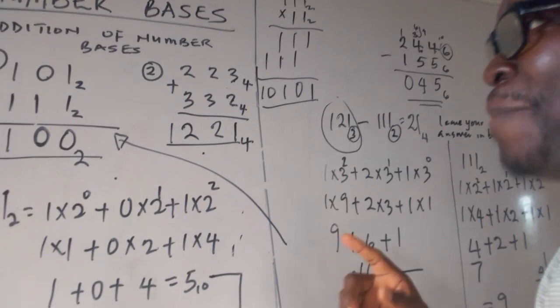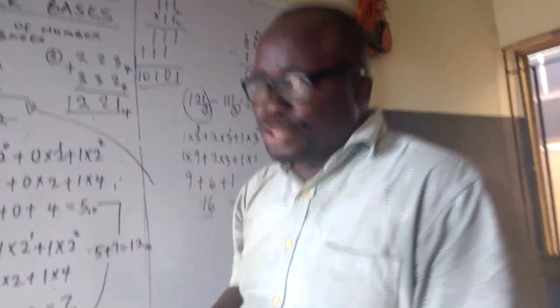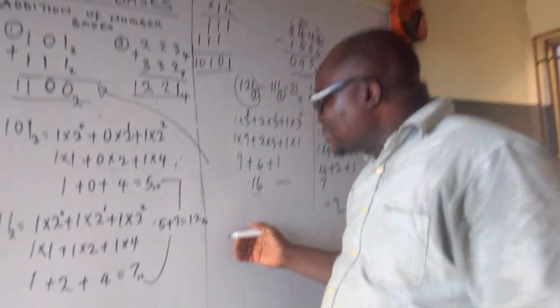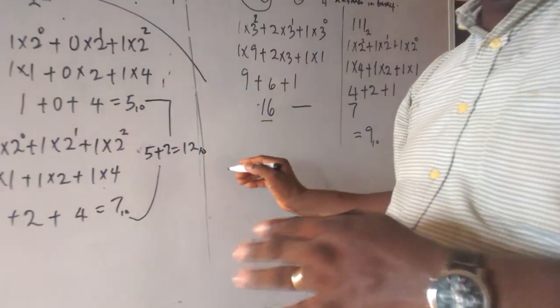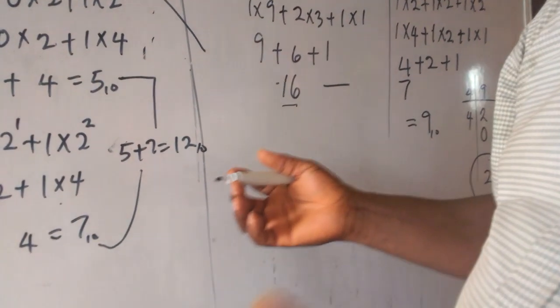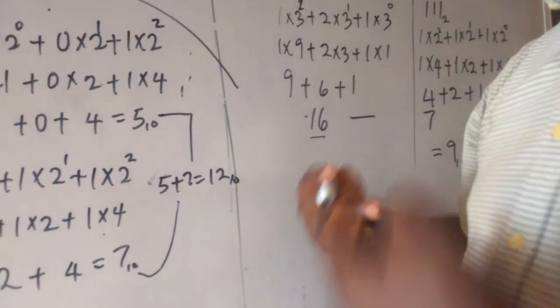Now, there is a part that rarely comes out, but I will still want to touch it so that it can be of advantage to people. For instance, if you have a decimal point in the given equation, you can still solve it. How do we solve questions of binary numbers or number systems that have decimal points?